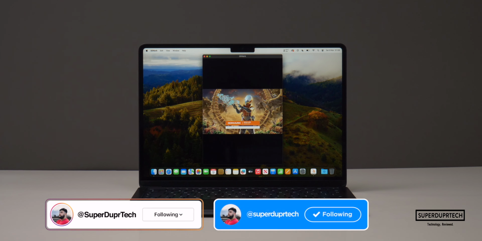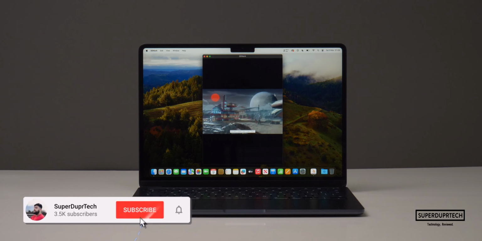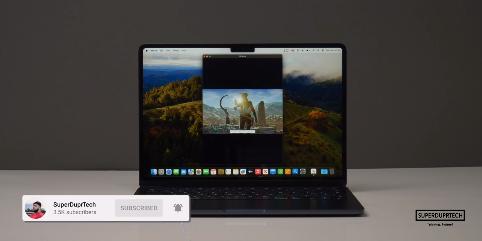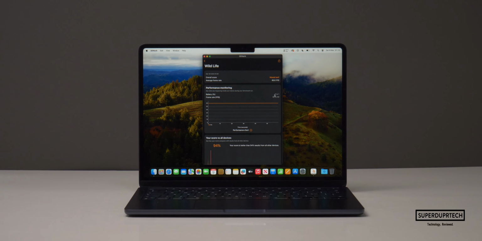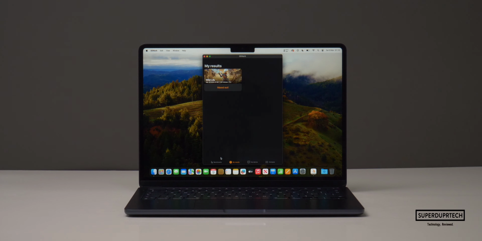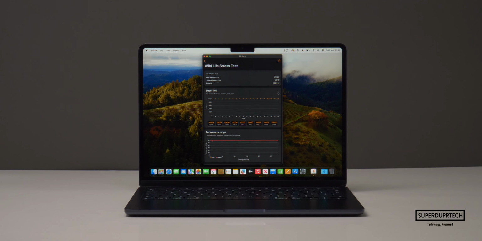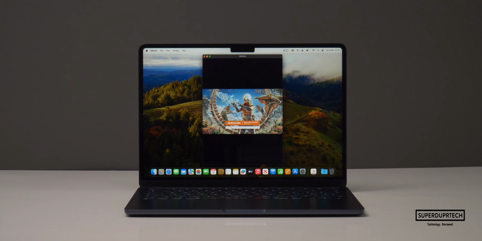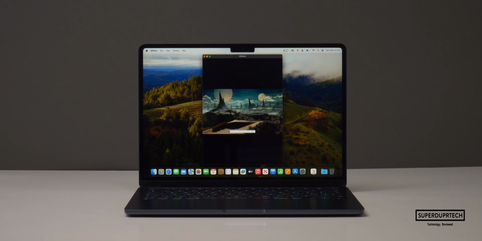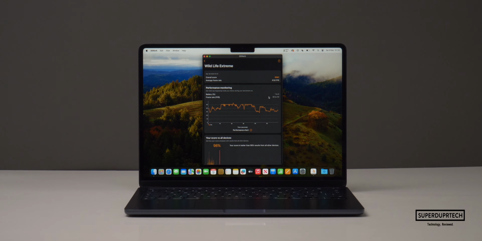I then wanted to see how the 8-core GPU in this M3 MacBook Air would perform, so I ran a number of different graphics tests, and starting off with the 3D Mark Wild Life test, I got a maxed out score along with it averaging 60 frames per second. But when running the Wild Life stress test, I got a high score of 10,020 along with a low score of 10,017. I then ran the Wild Life Extreme test and got a score of 6,981 and got an average frame rate of 41.8 frames per second.